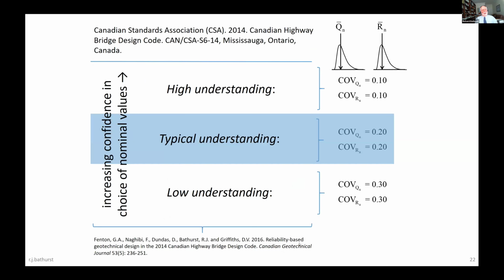In order to assign the variability in the estimate of the nominal loads in Canada, we use the notion of level of understanding. And so as our confidence in our calculations increases, then the variability in the COV of the nominal load and resistance terms becomes smaller.